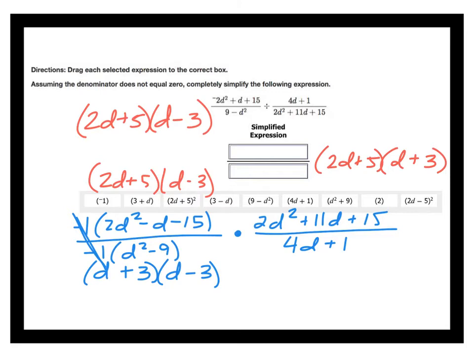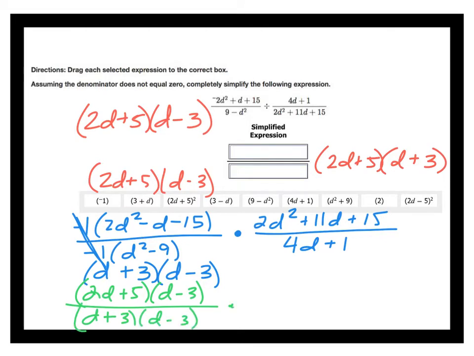I now have 2d, let's switch colors again, 2d plus 5 times d minus 3 on the top, d plus 3 times d minus 3 on the bottom, and now I'm multiplying that by 2d plus 5 and d plus 3, and then finally on the bottom the 4d plus 1 that I never touched. And I'm going to go through and cancel out what's common.